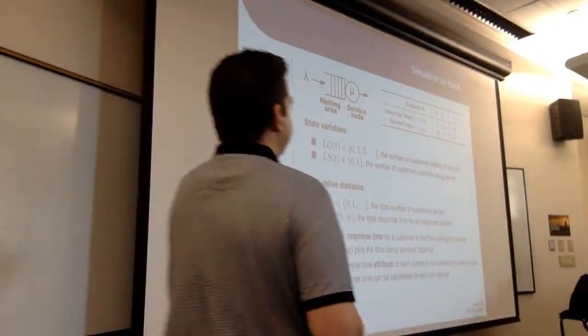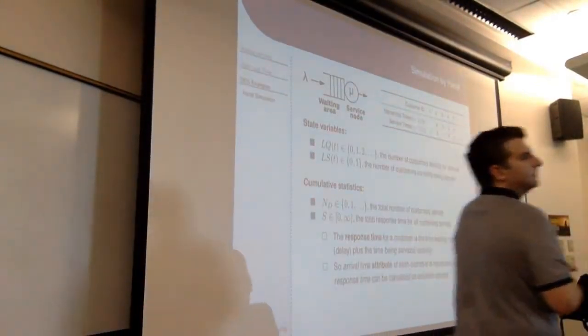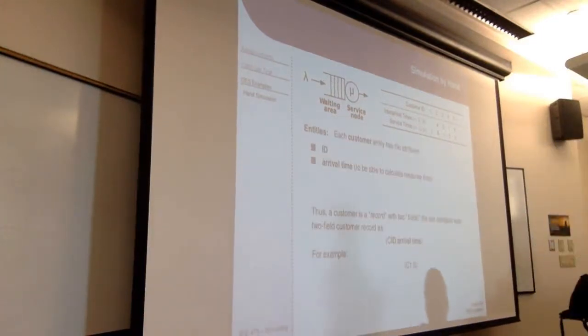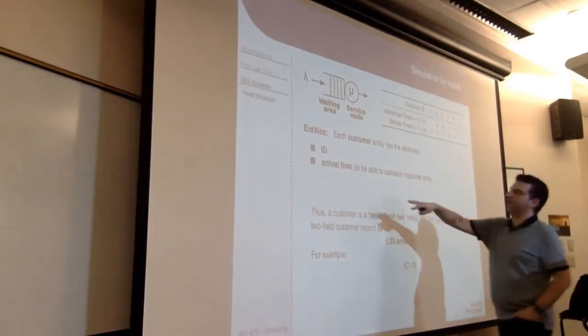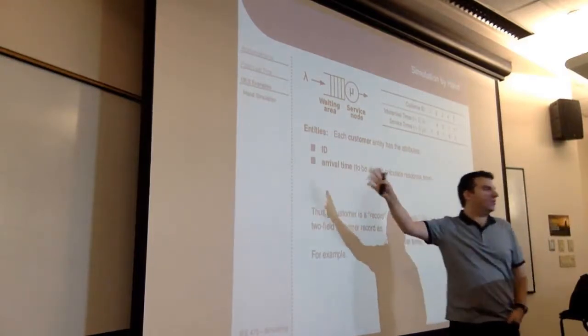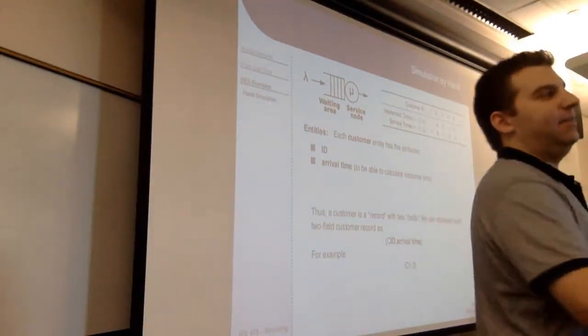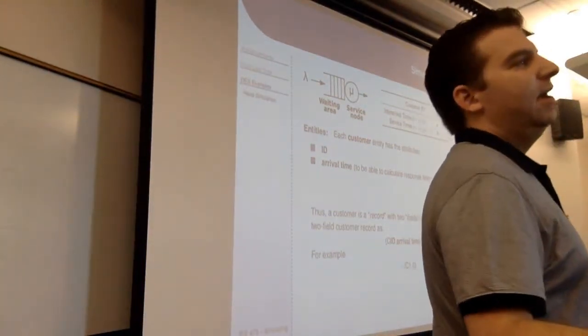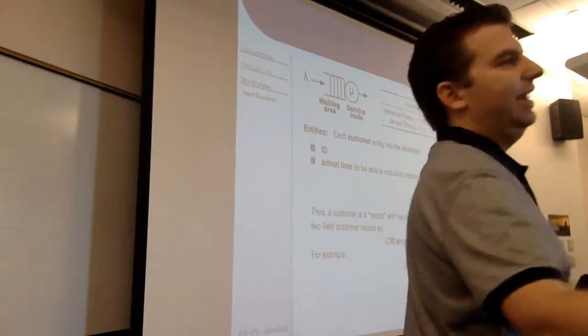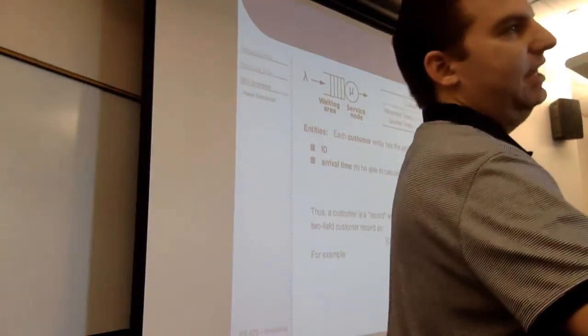And all these they also go over in the book. Okay. So the entities here are the customers. Customers have 2 attributes. Their ID, which just differentiates between customers. It's not that important. So your customer 1 through 5. And their arrival time. We have to stamp them with arrival time in order to calculate the response time. If we didn't have an arrival time attribute, when they would leave, the only way we could figure out how long they've been there is by looking up through the simulation table.